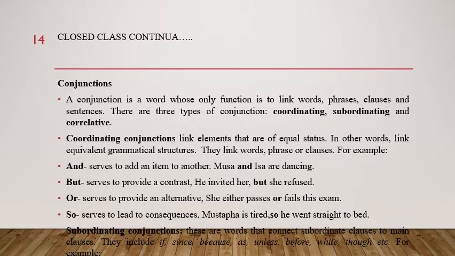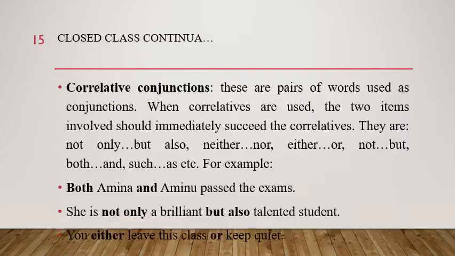Subordinating conjunctions are words that connect subordinate clauses to main clauses. They include items like if, since, because, as, unless, before, while, though, etc. For instance, I've been here since 4 o'clock. We're going to write a test before they come. I bought a new car because I needed it.